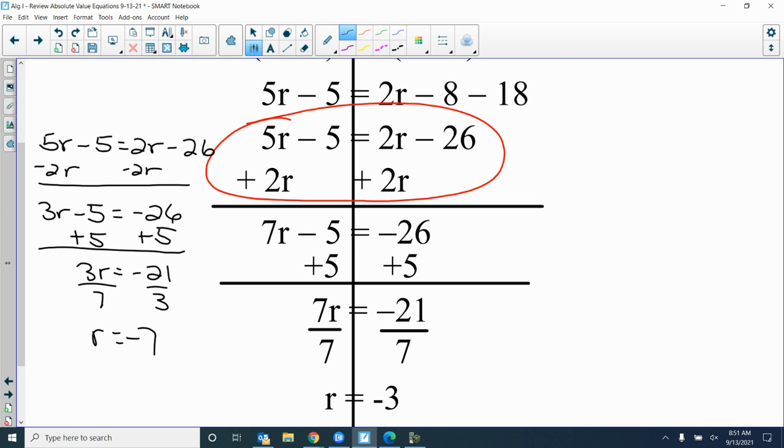So sometimes when you make a mistake, you end up getting an answer that looks like a decent answer. But in this case, it doesn't work. If you would substitute it back in the top, it wouldn't work. So we get R equals -7. That's what you should get for that one.